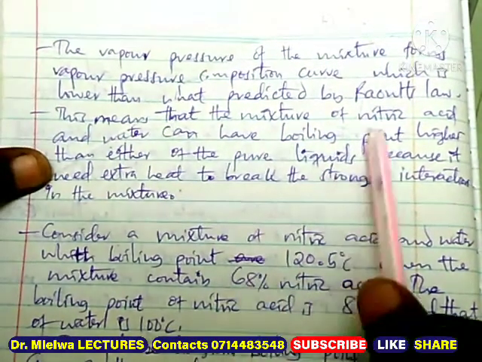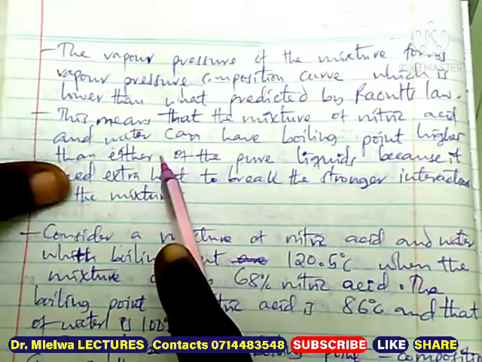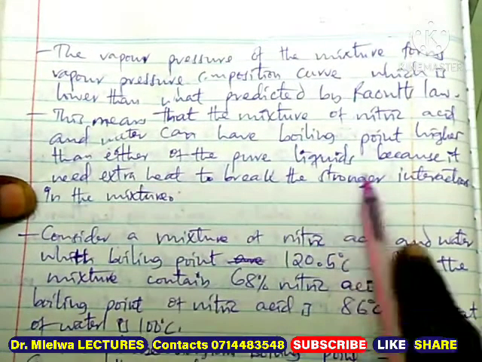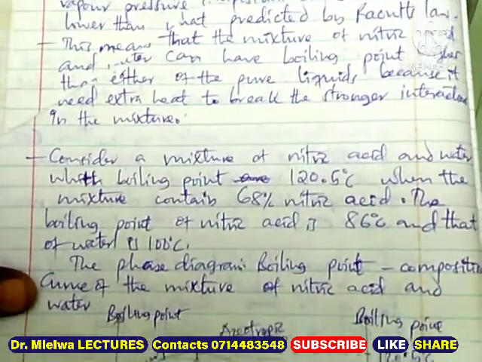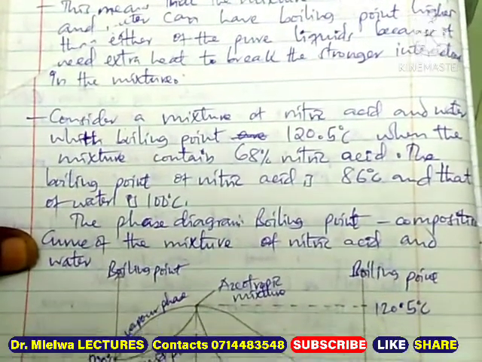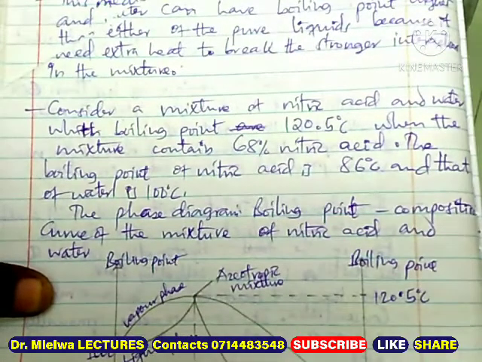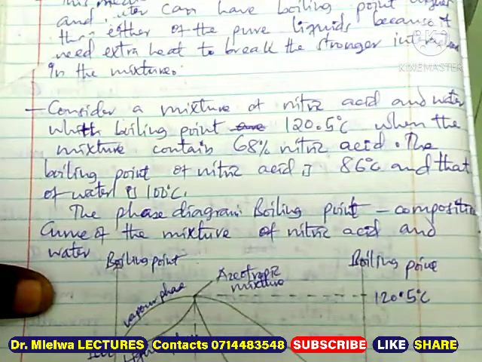This means that the mixture of nitric acid and water can have a boiling point higher than either of the pure liquids because they need extra heat to break the strong intermolecular forces of attraction in the mixture. Now consider a mixture of nitric acid and water with a boiling point of 120.5 degrees Celsius, ambayo hii ni kubwa kuliko boiling point ya water na boiling point ya nitric acid.